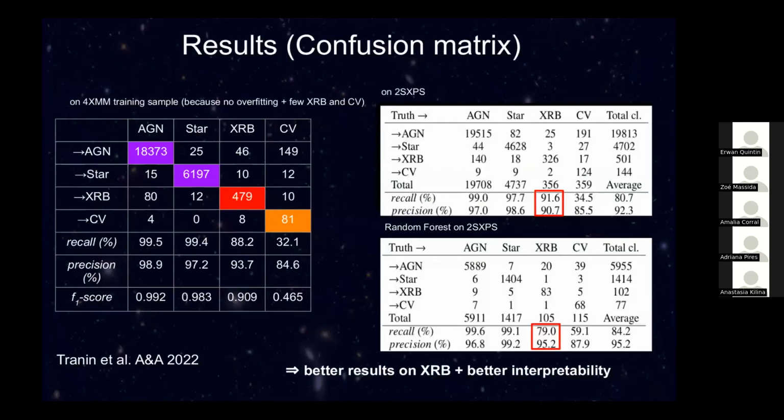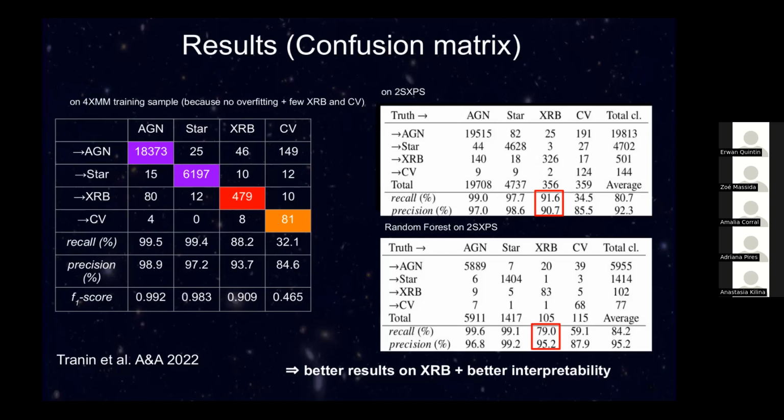Okay, so here are some results. Confusion matrix of the classification once applied on 4XMM DR10. You see that the classification has a really high recall and precision for AGN and star classes, but it also performs well on X-ray binaries, and it's not quite the case for cataclysmic variables. And this one is for XMM DR10.